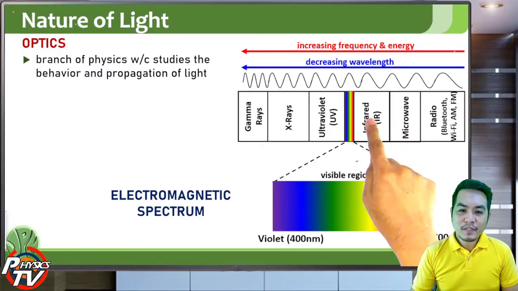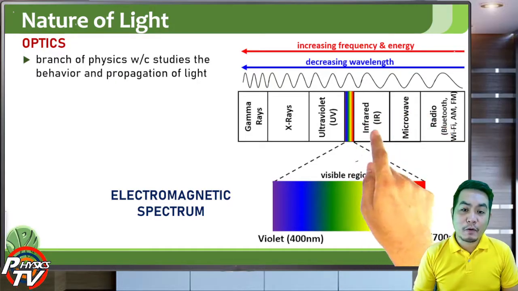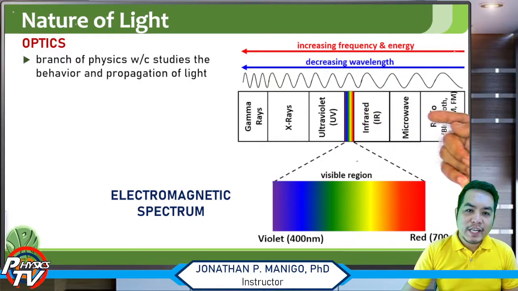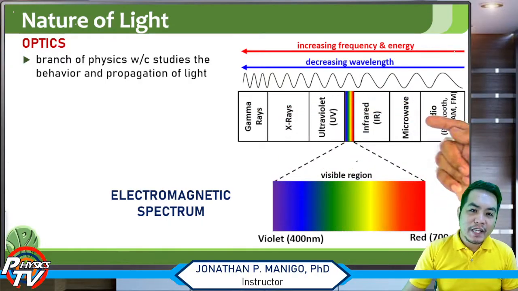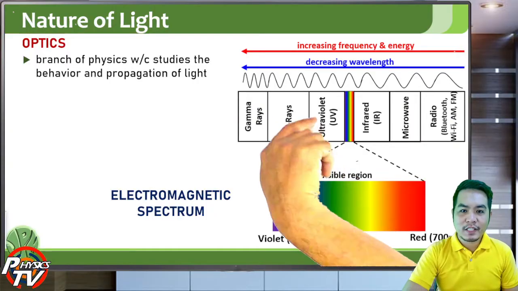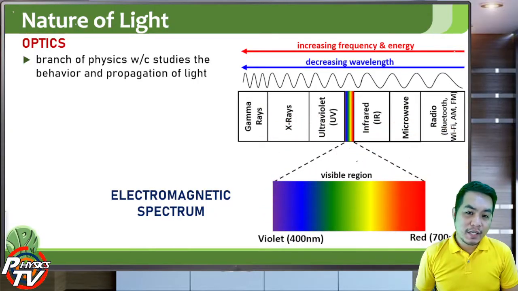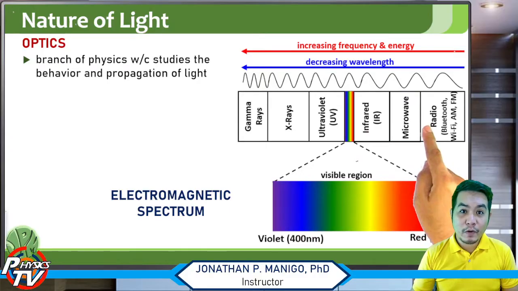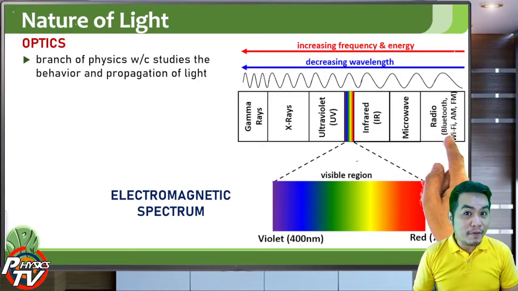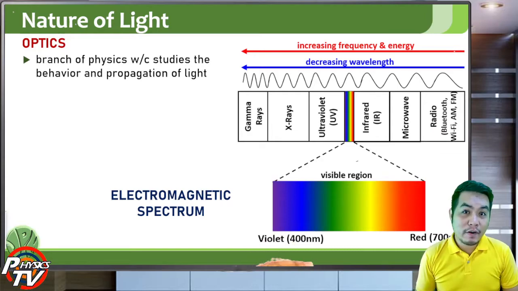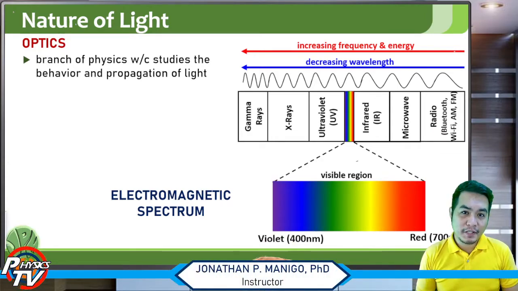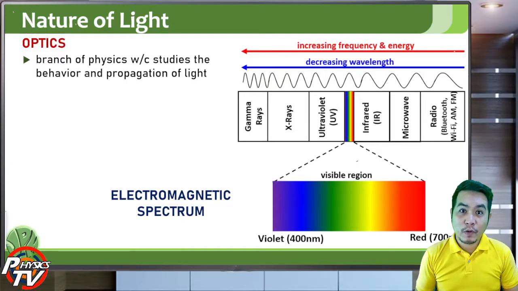Microwave has much lower energy. So energy is increasing towards gamma rays, and this is actually decreasing energy in the opposite direction. So basically, infrared, microwave, and radio waves. Radio waves include Bluetooth, Wi-Fi, AM, FM. Those are radio waves, and they're actually very low frequency, low energy electromagnetic waves or light.